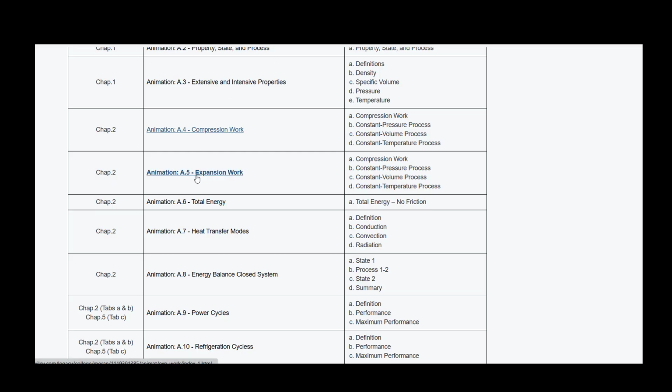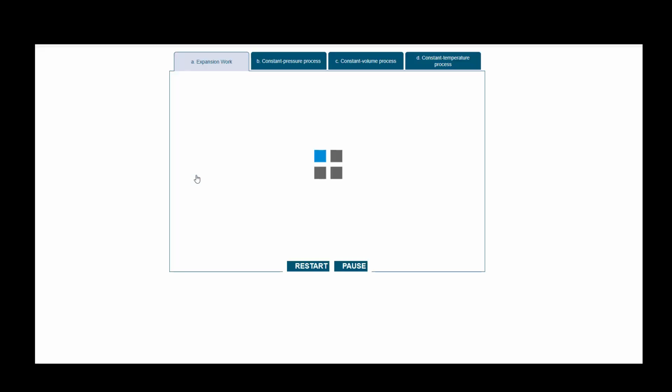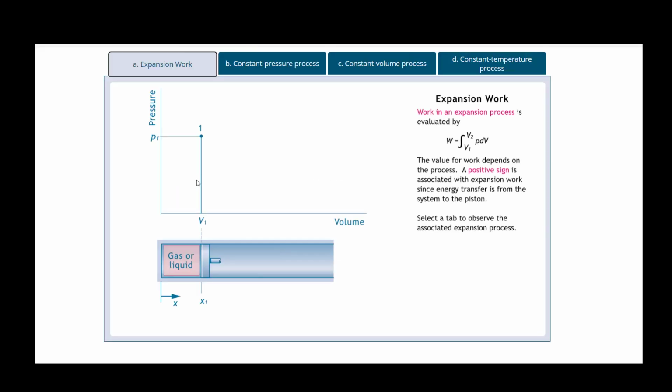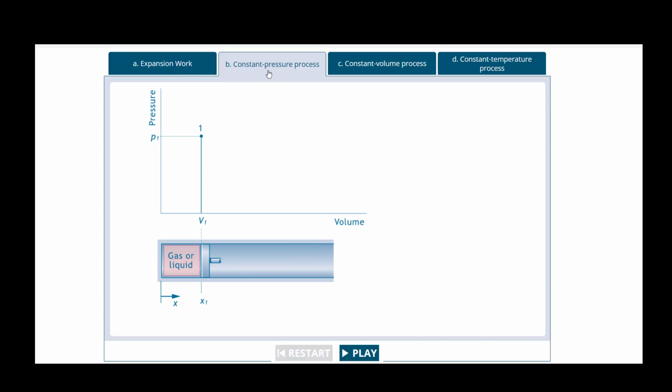Let's look at expansion work. So that was compression. Now we're looking at expansion. And so again, it's just the opposite. Instead of compressing, we're going to be expanding. And a positive sign is associated with expansion work since the energy transfer is from the system to the piston, because we're concerned about the system, right? So we are doing our work. It's positive. Constant pressure process. Let's look at that.